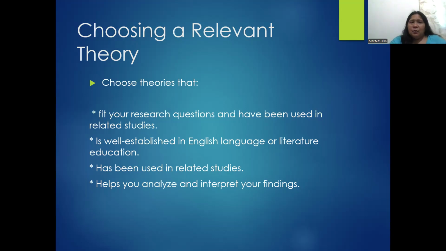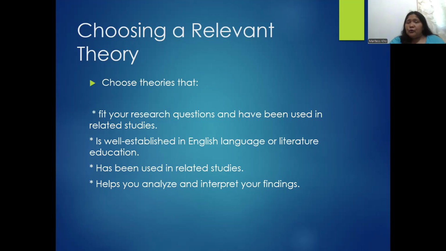Okay? So, you also choose theories that are well established in English language or literature education. So that's the second one. Choose a theory that is recognized and supported by credible scholars in your discipline. Why? Because this strengthens your academic foundation. Example again, Krashen's input hypothesis and competence theory. These are widely accepted in English language education. And these two are often used to explain how students acquire language through exposure and through use.